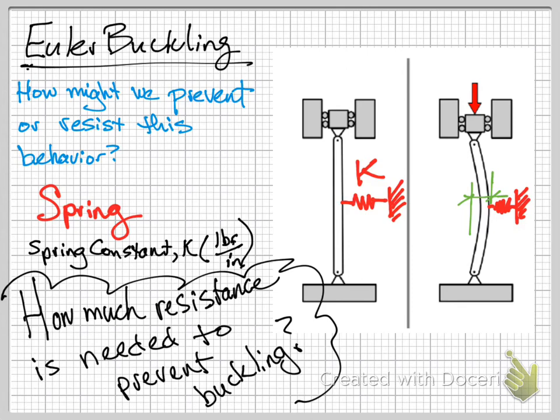And if we do this, then the matter becomes how much resistance is needed to prevent buckling. How big of a spring or spring constant do we need? The answer, it turns out, is about 2%. 2% of the axial load generally will prevent buckling. It's not much, but it needs to happen to prevent the buckling.